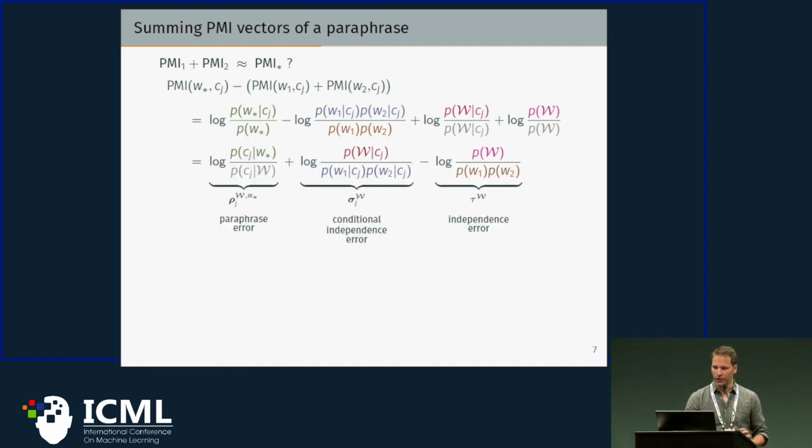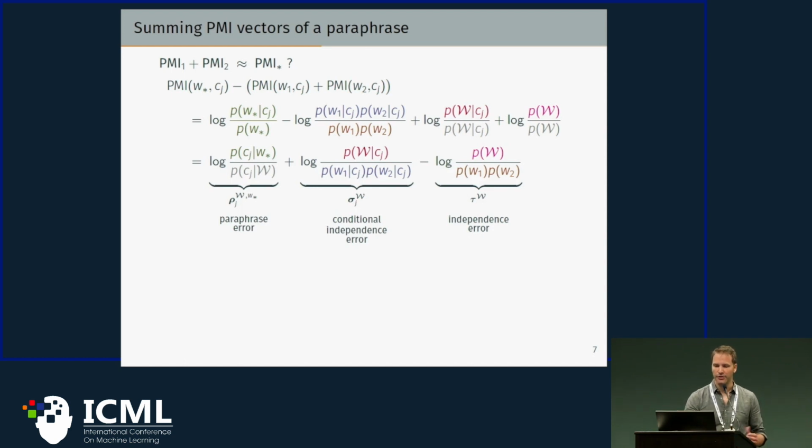By doing this, we can rejig and rearrange it into this format, where now these terms can be semantically interpreted. Here we see the paraphrase error that we just referred to, and these other two terms. So if words 1 and 2 are paraphrased by word W star, then this term, the paraphrase error, should be small. And we find these other two terms where we can notice that W star, the paraphrase error we might be looking for, doesn't appear at all.